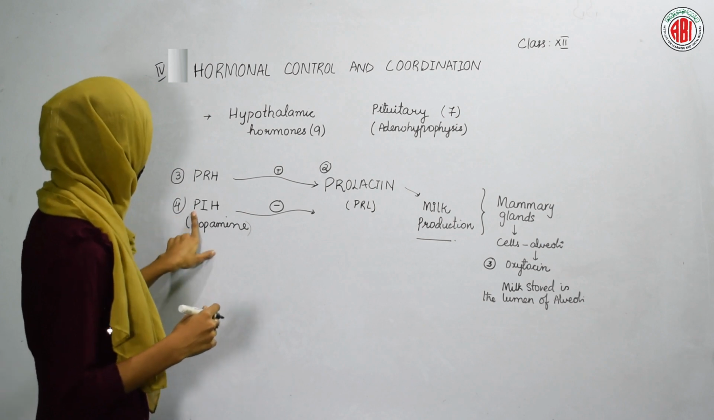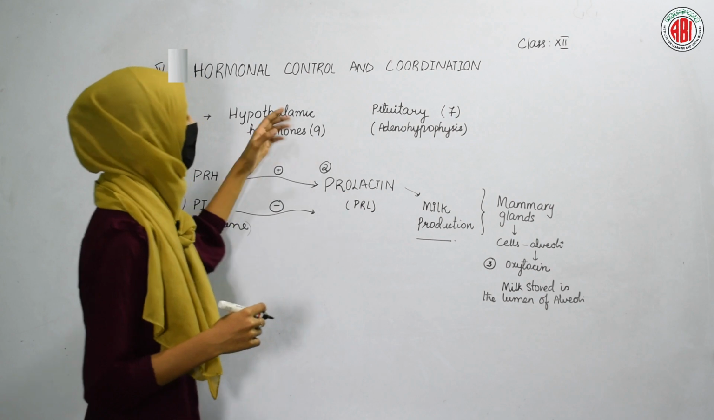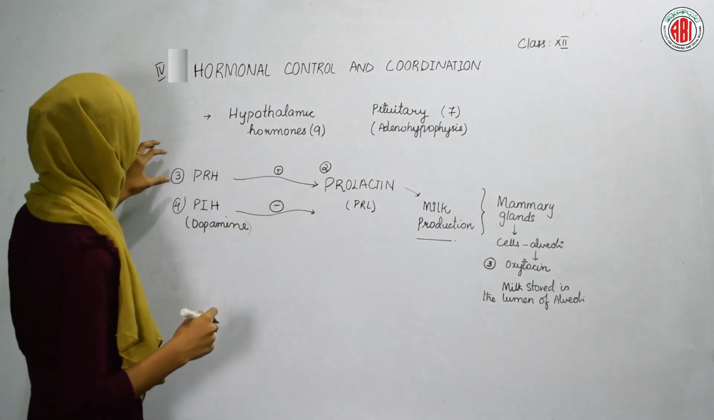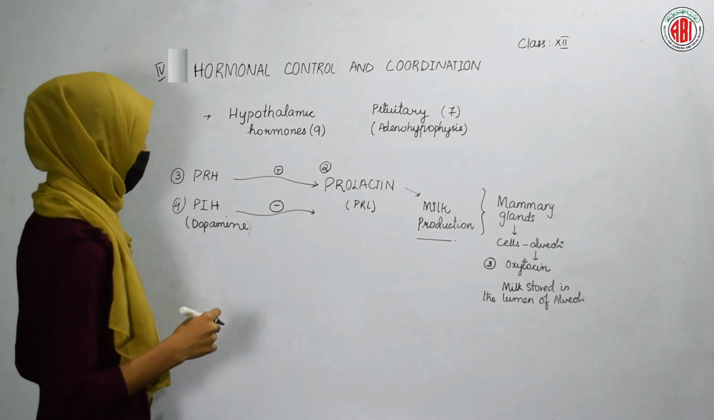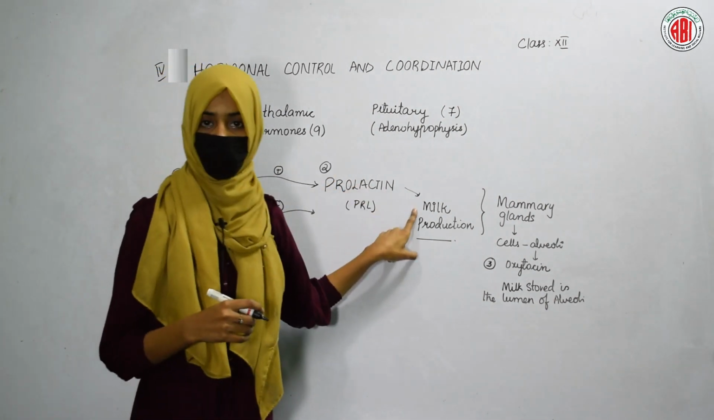When the prolactin inhibiting hormone is released, it inhibits the secretion of prolactin. This is what happens. Okay, so in this way, we have seen the third and fourth hypothalamic hormones, and this one is our second pituitary hormone, which is responsible for milk production.